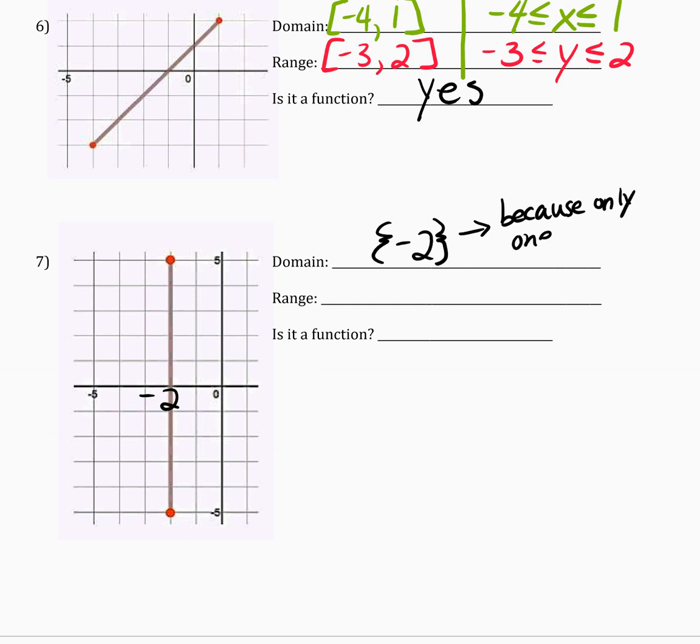And this would hold true if it were a horizontal line. That would be what your range would look like. And then the range is different because we do have a clear starting and stopping point there, or lowest to highest. So here's my lowest and here's my highest. The range is going from -5 to 5, or -5 less than or equal to y less than or equal to 5.